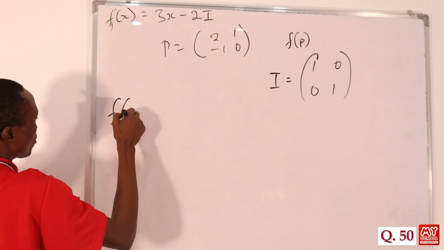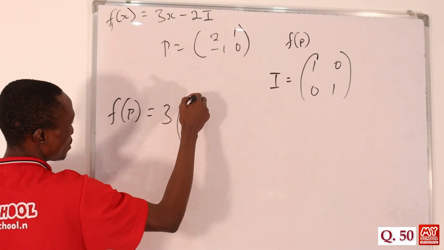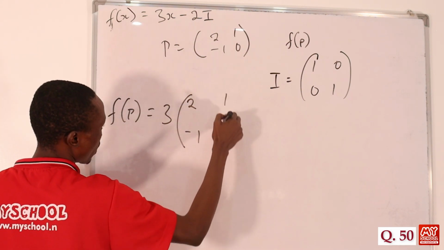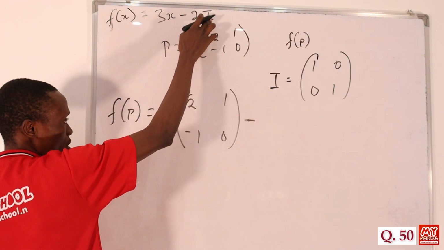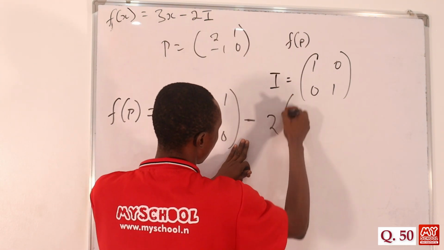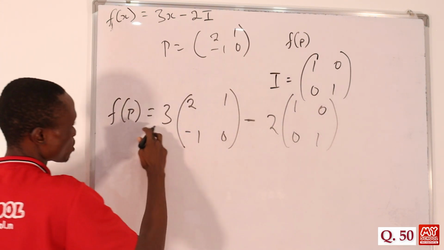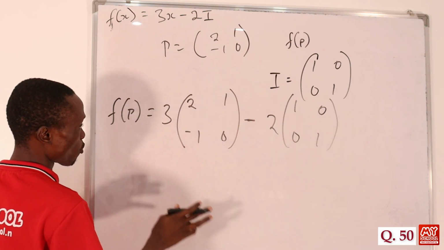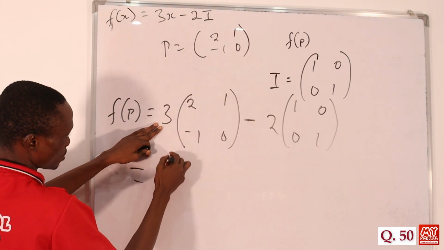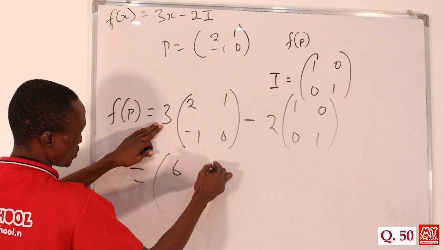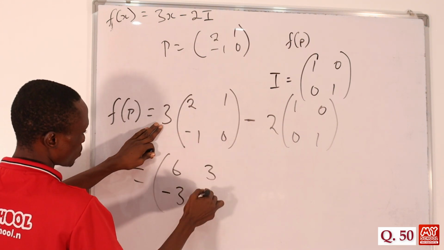So you will have f of p equal to 3 brackets, and p has this element 2, minus 1, 1, and 0, then minus 2 times the identity element. Okay, so 2 brackets 1, 0, 0, and 1. First of all, let's perform this scalar multiplication, before we get our final answer. So 3 times 2, that will be 6. Then 3 times 1, that will be 3. Then 3 times minus 1, that will be minus 3. Then 3 times 0, that will be 0.